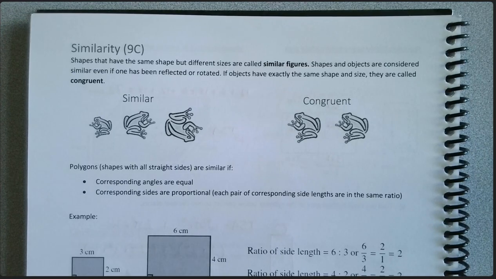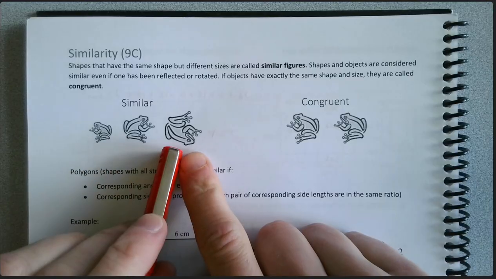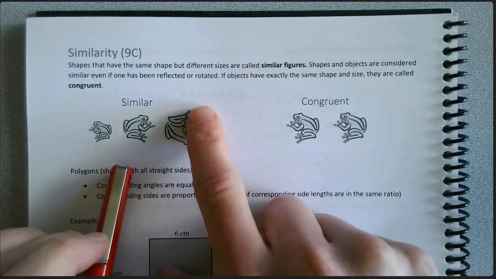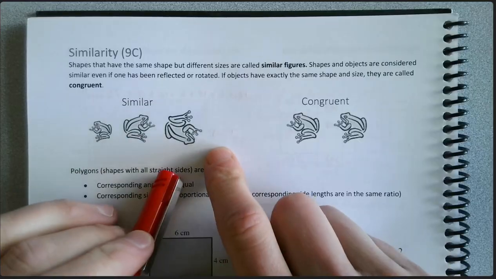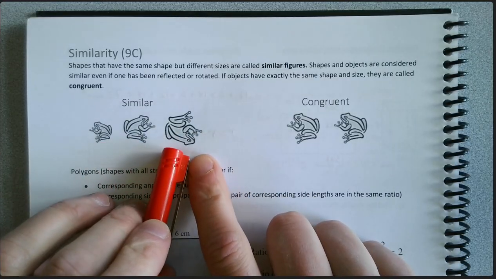Similarity, right? When we've got things that are similar, it means that they are almost identical. However, they've been scaled up or down. So as we can see, these frogs here are all the exact same copy and pasted picture of a frog, but they're different sizes and they've also been rotated, right? So we can sometimes get confused with those rotations as well.